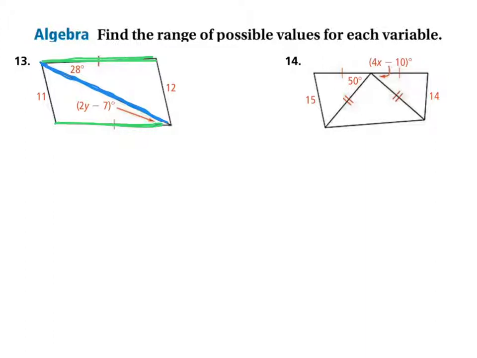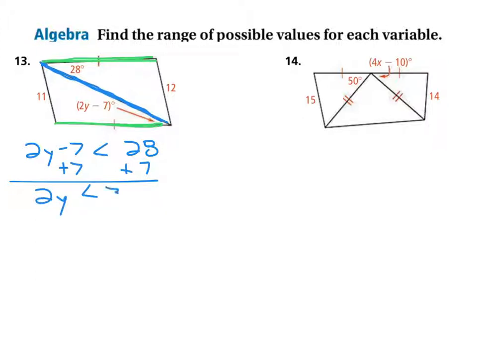So how are we going to write that? We're going to write that as 2y minus 7 has to be less than the other angle of 28. And if we solve that out, plus 7, we get 2y is less than 35, or y is less than 17.5. Okay, that's the first part. And I probably could have written that smaller so I had a little bit more room, but c'est la vie.